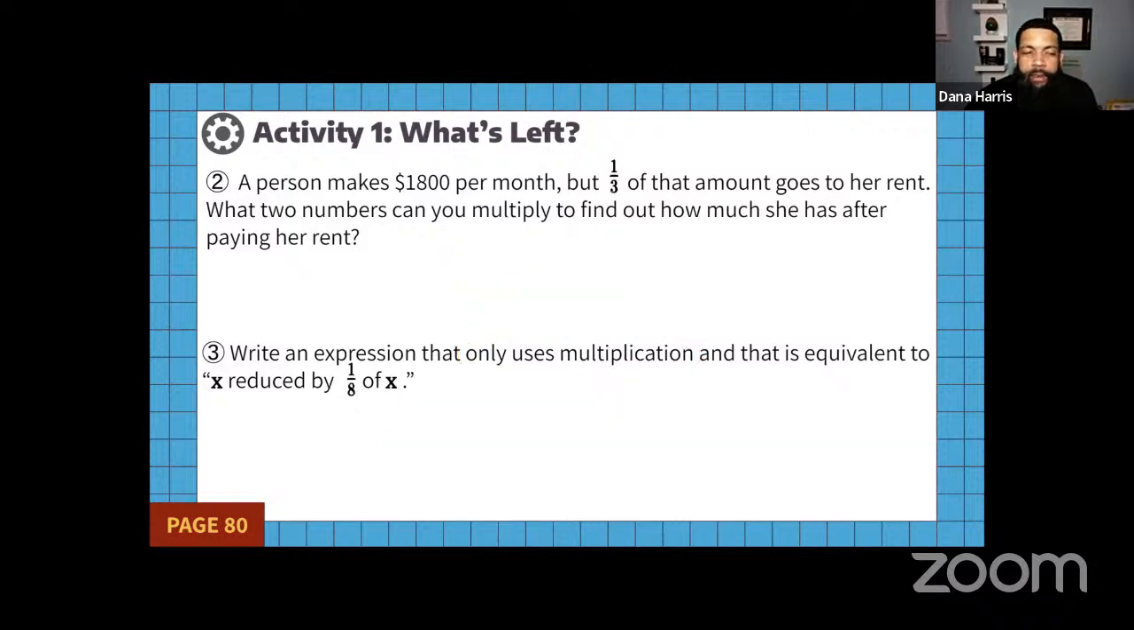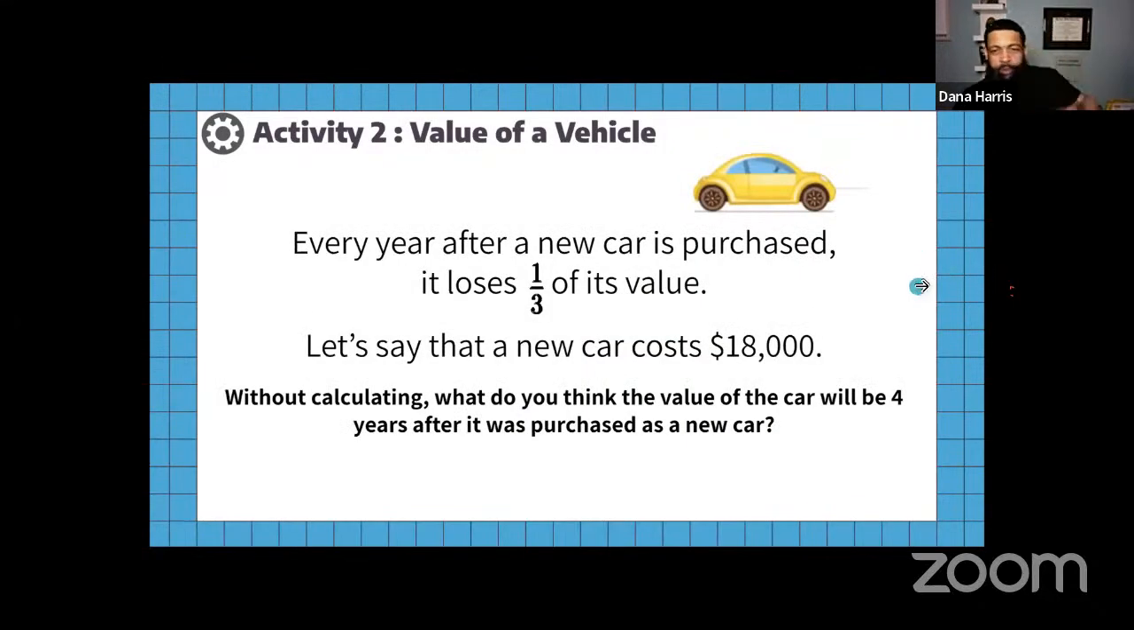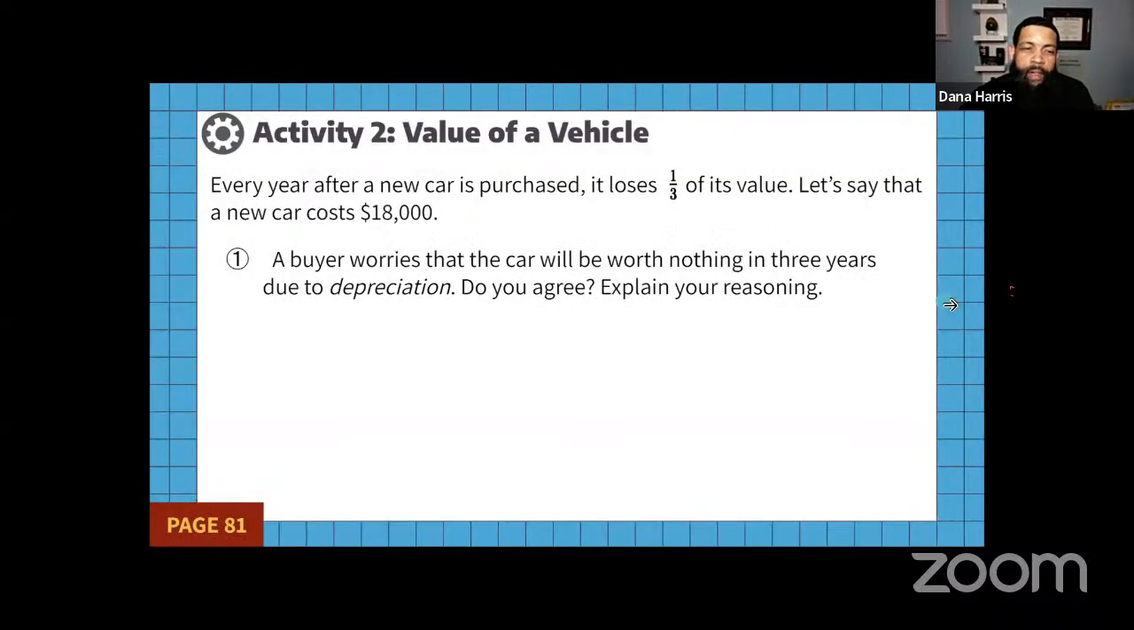All right, let's go to the next activity. Every year after a new car is purchased, it loses 1/3 of its value. Let's say the new car costs $18,000. It says a buyer worries that the car will be worth nothing in 3 years due to depreciation. Do you agree? Explain your reasoning.